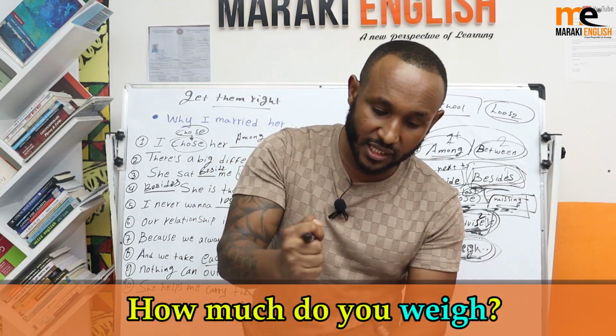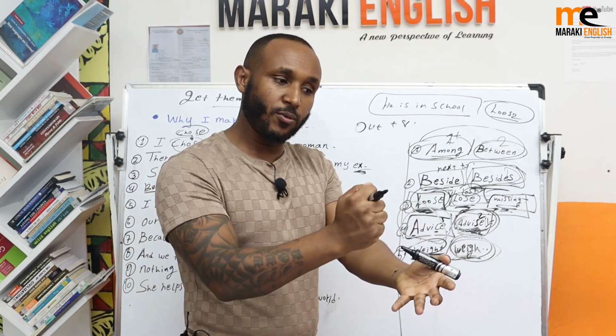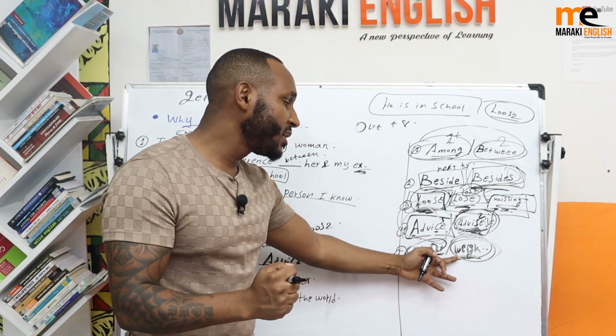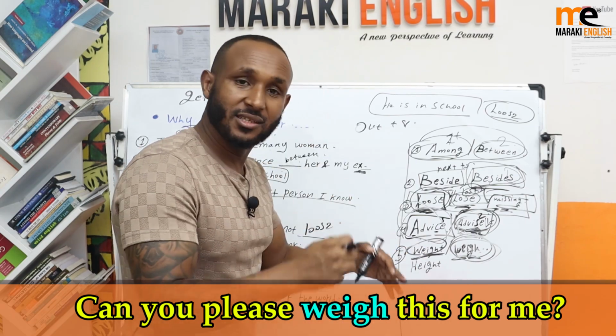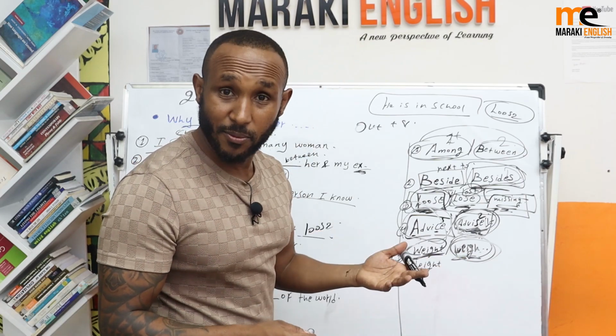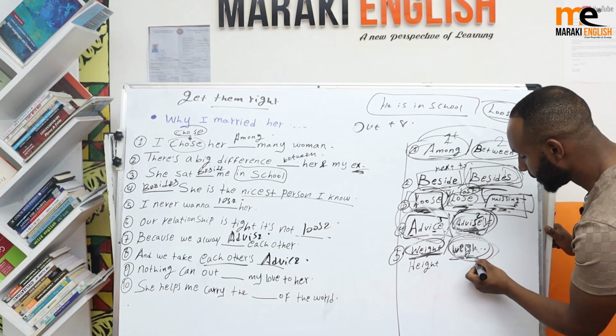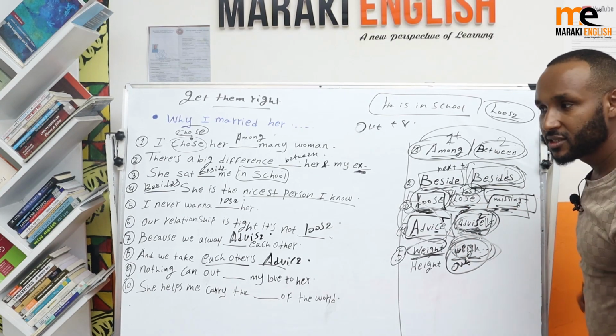If you have something, it could be sugar, anything, and you want to get it measured, you take it to someone and you can say, can you please weigh this for me? But the weight is actually the noun. To weigh is the verb, okay? So if I say outweigh, it means it has more weight.